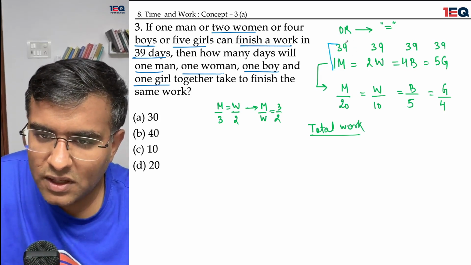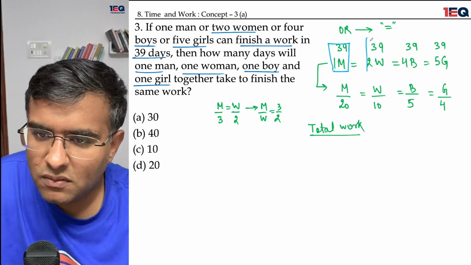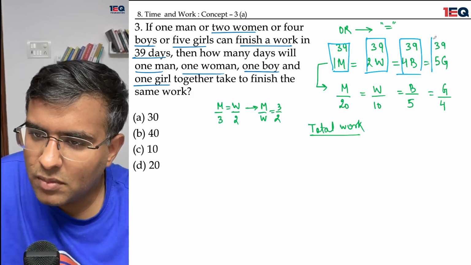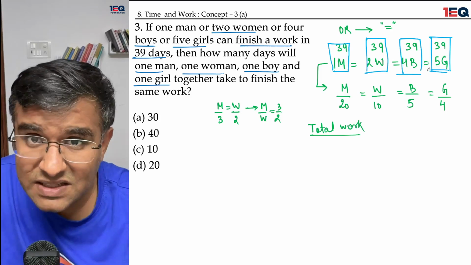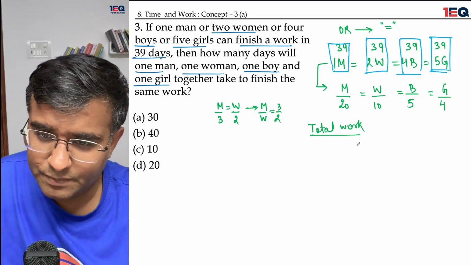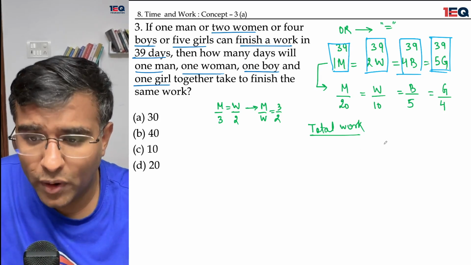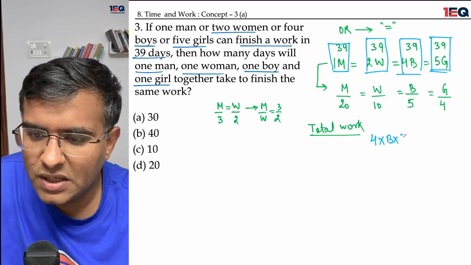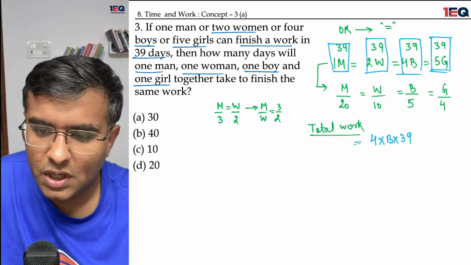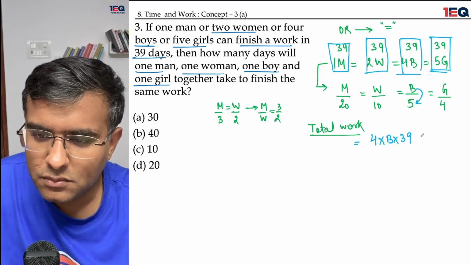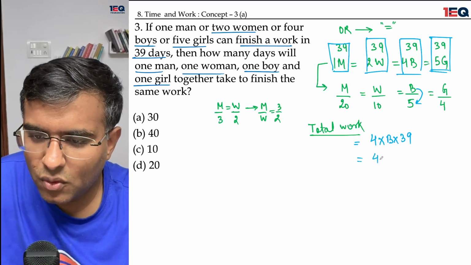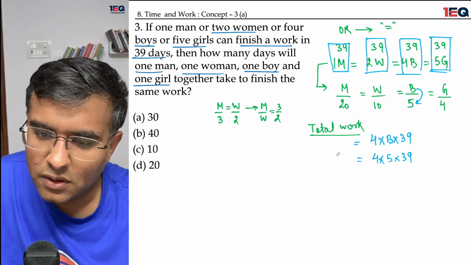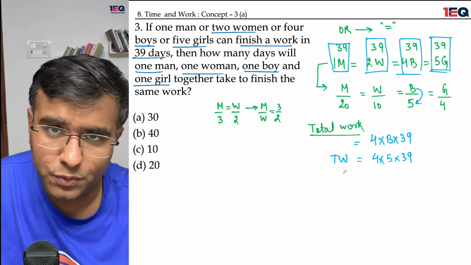So, my total work can be this, my total work can be this, my total work can be this, and my total work can be this as well. So, I can use any of them. What I'll do is I'll use the work of boys. The total work of boys is equal to 4 into B into 39. I'll use the value of B as 5. So 4 into 5 into 39 is my total work. Okay, I am writing it as TW.